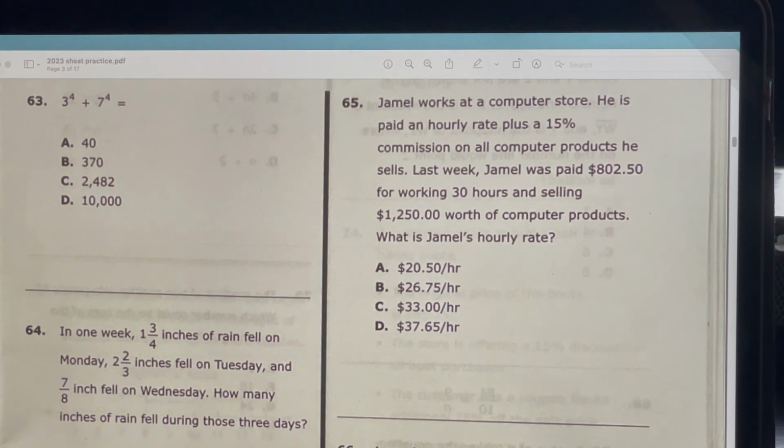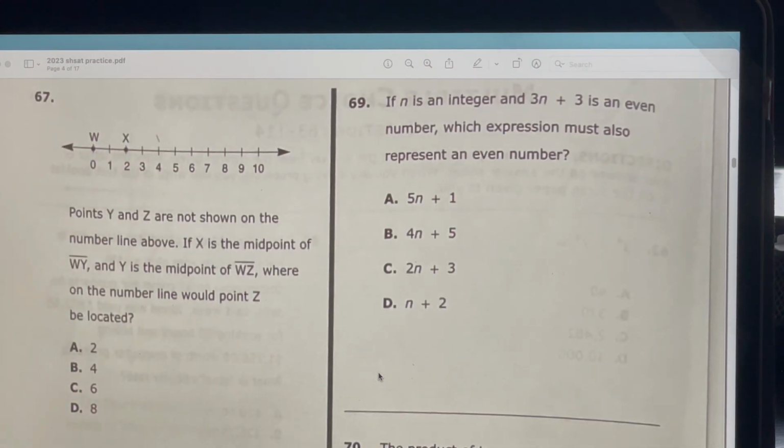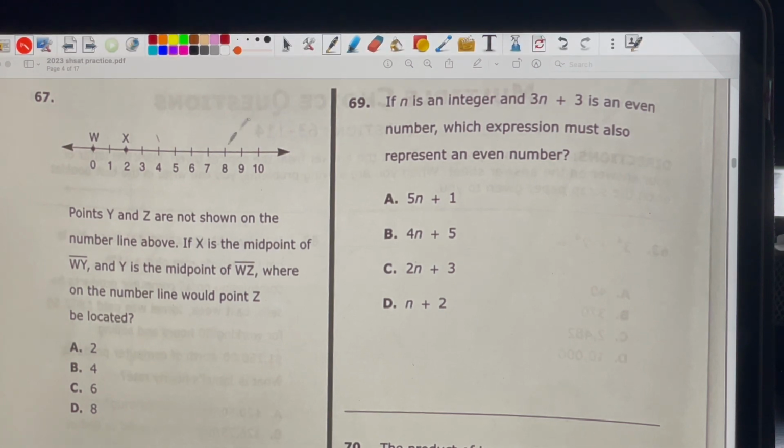67. All right, points Y and Z are not shown on the number line, okay? X is the midpoint of WY. So if X is the midpoint of WY, Y should be here, right? Because if this guy, X, is the midpoint of WY, so there's 2 units to the left of X and 2 units to the right of X. So that's the midpoint, okay? So we found Y.